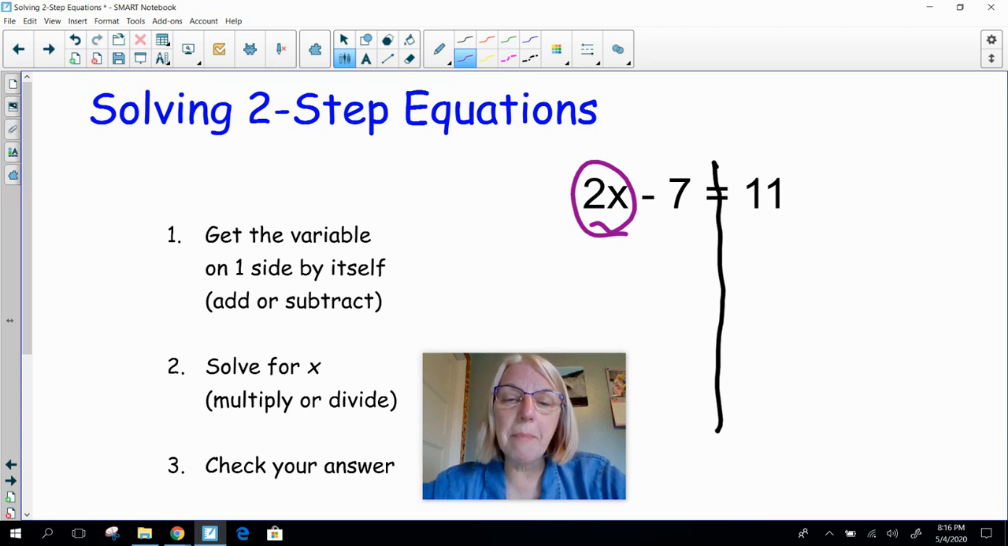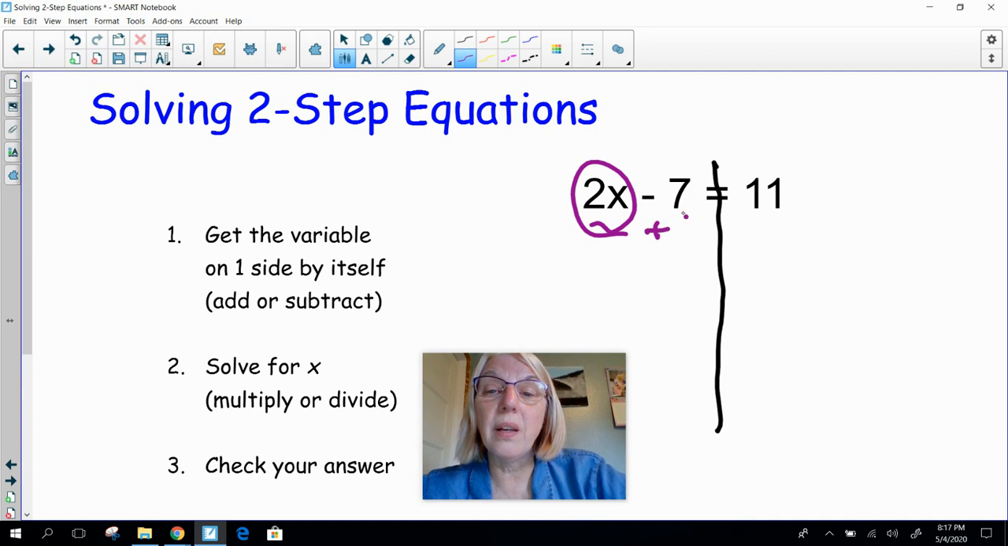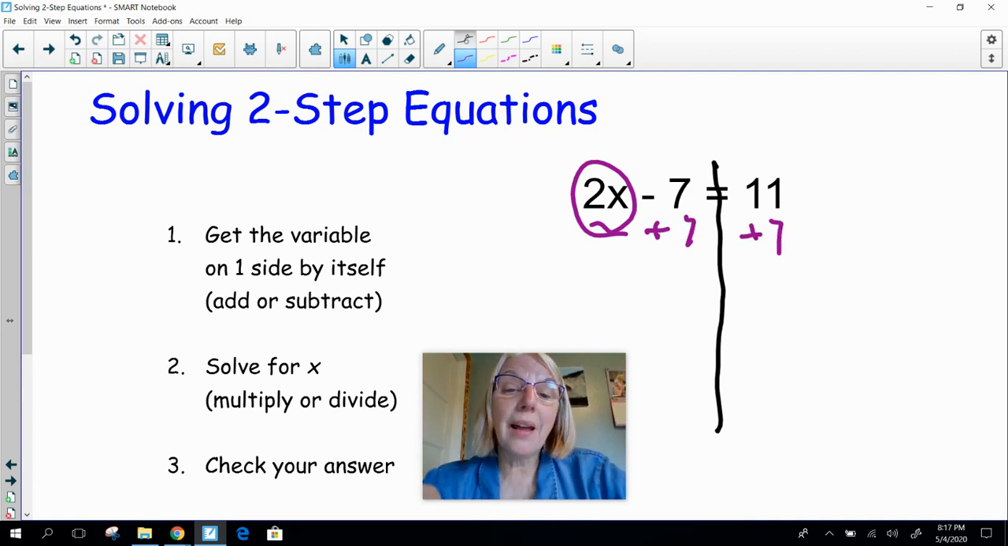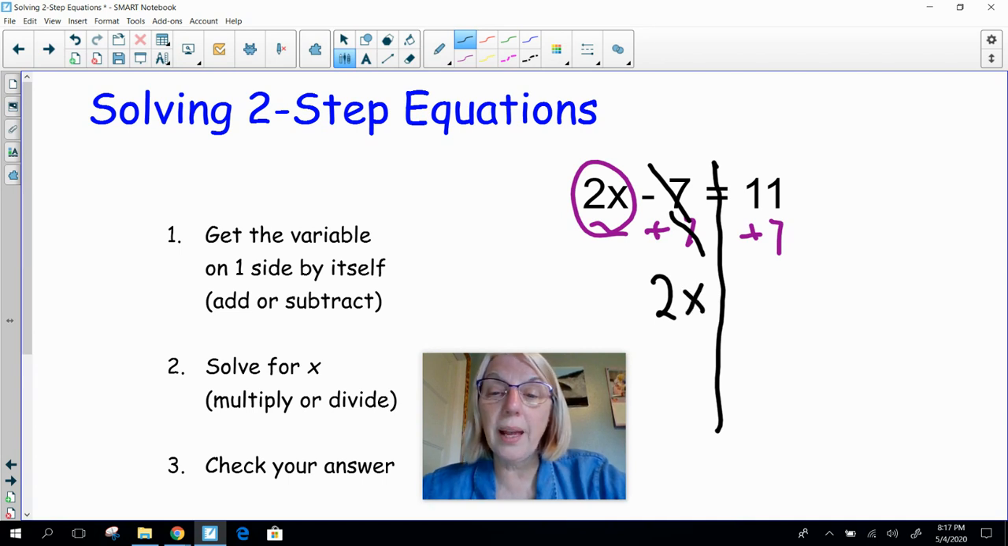What's the opposite of minus or subtract 7? The opposite of minus or subtract is add. So we are going to add 7 to both sides. When we add the 7, then minus 7 plus 7 is 0. So the left side is going to be 2x, and it equals, and 11 plus 7 is 18.